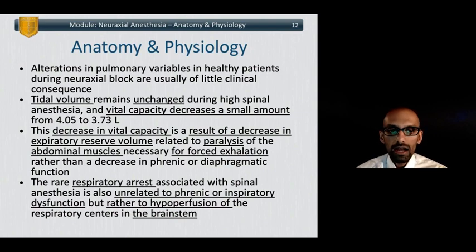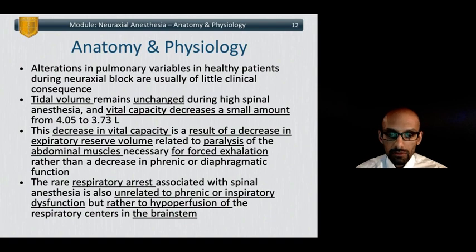You typically do not influence inspiration, because inspiration is governed by the diaphragm, which comes from C3, 4, and 5. So unless you have a total spinal, you're not impacting tidal ventilation or inspiration. Expiratory reserve volume is typically the volume that's most likely affected by neuraxial anesthesia. So anything that involves expiration is what ultimately gets affected. Tidal volume is unchanged, vital capacity barely decreases, and that's mostly, again, a result of decrease in expiratory reserve volume and the paralysis of abdominal muscles.